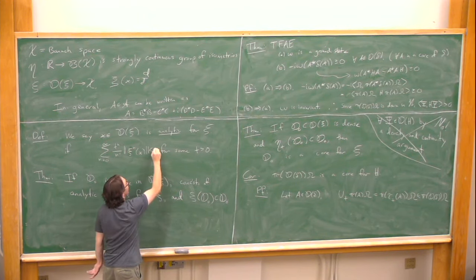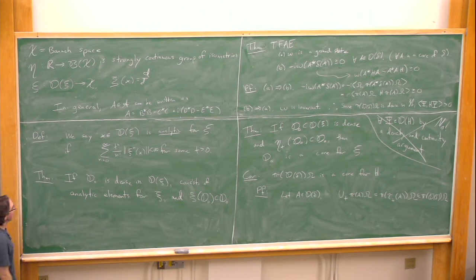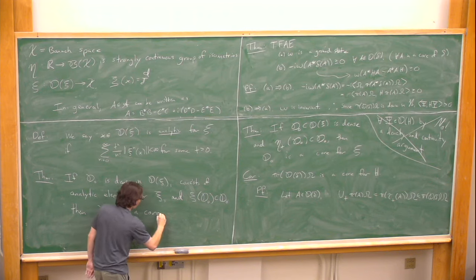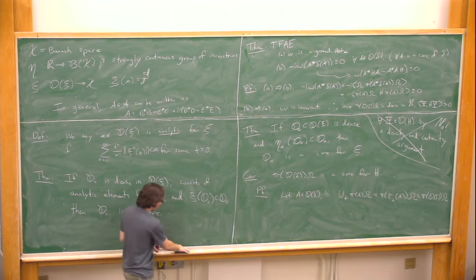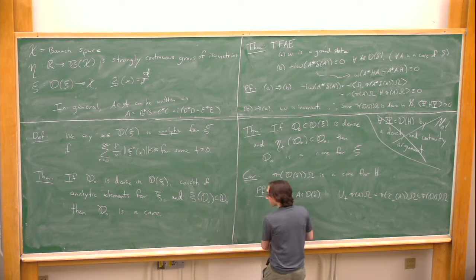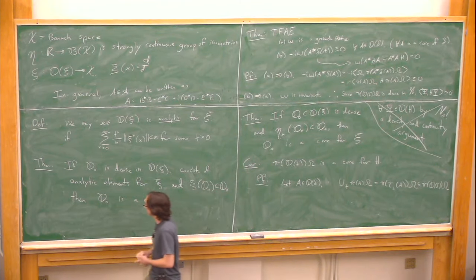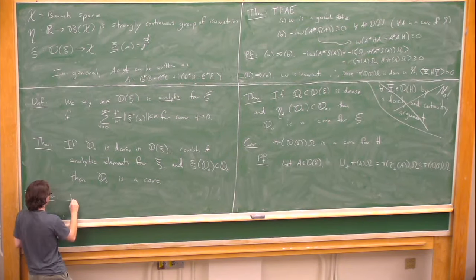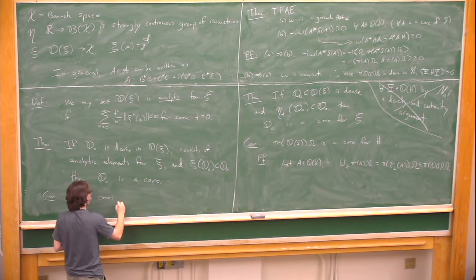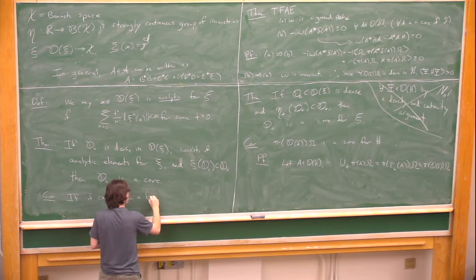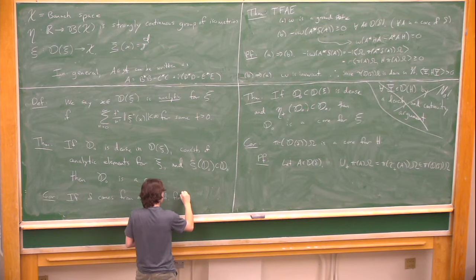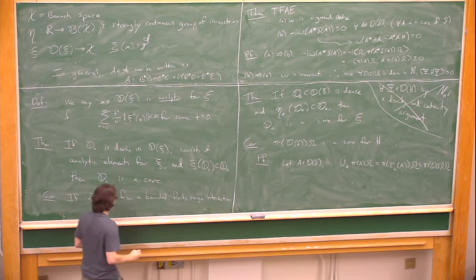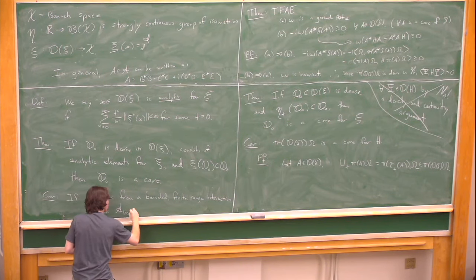Yes. Right, then D naught is a core. OK, I won't prove that right now. But this is all I need to conclude that A loc is a core for a bounded finite range interaction. So if delta comes from a bounded finite range interaction, then the local algebra is a core.